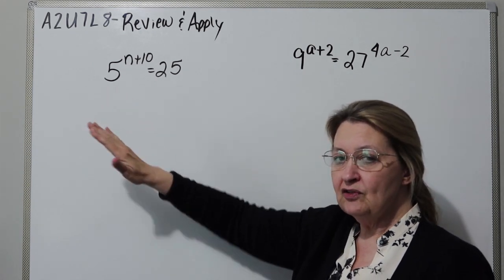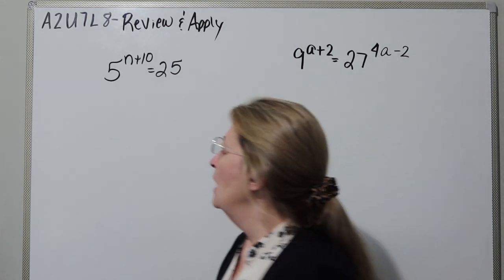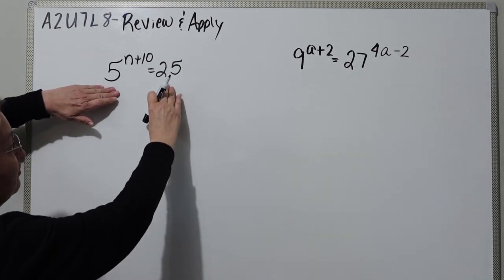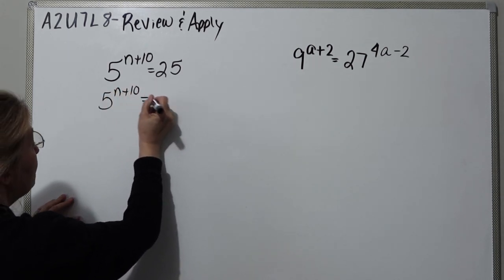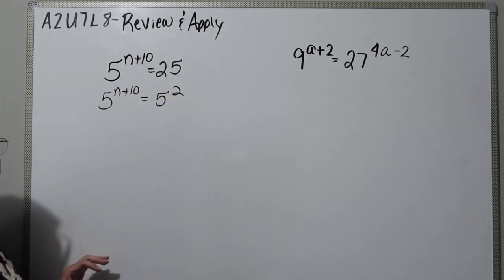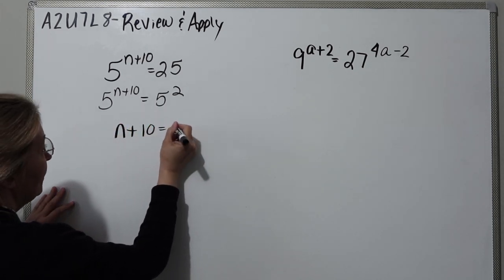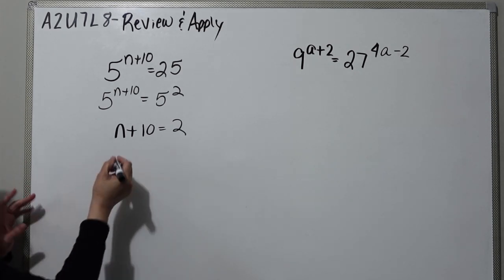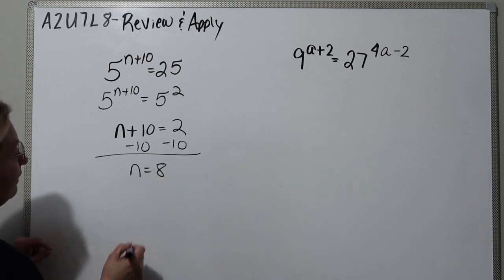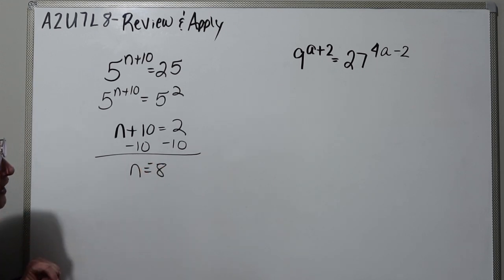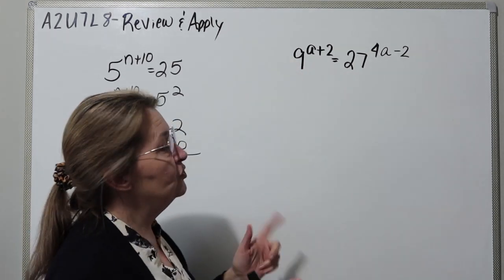We said, well, if you have two exponentials that have the same base, you can set up an equation pretty easily. Now, these do not have the same base, but it was quite easy to convert 25 to 5 squared. Then we do have matching bases, and we can just set those exponents equal to each other and then solve. So we subtract 10 from each side, and we got n is equal to negative 8.